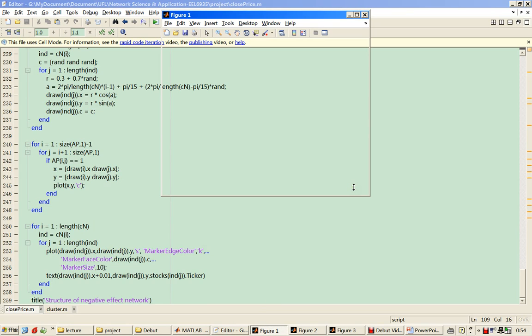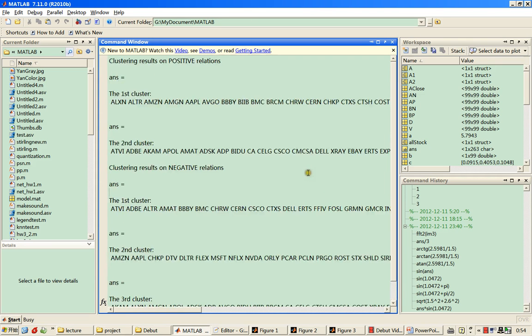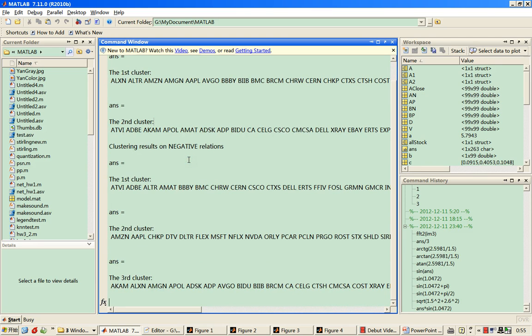As we can see, oh, sorry, the program is still running. We can see that the clustering results have been obtained and demonstrated in the command window. The positive correlation matrix network is divided into 2 clusters, and the negative correlation network is clustered into 3 clusters.